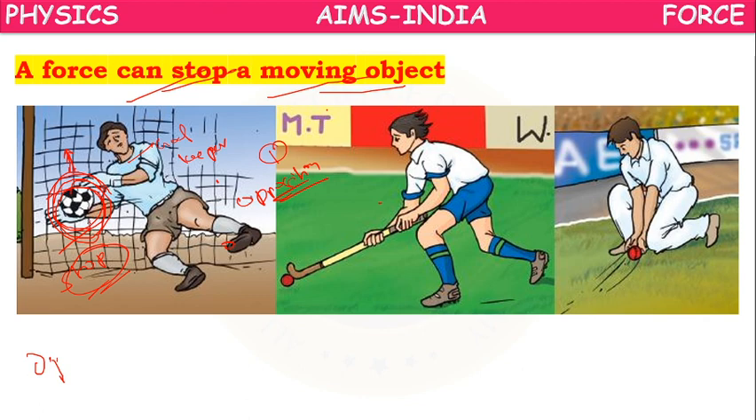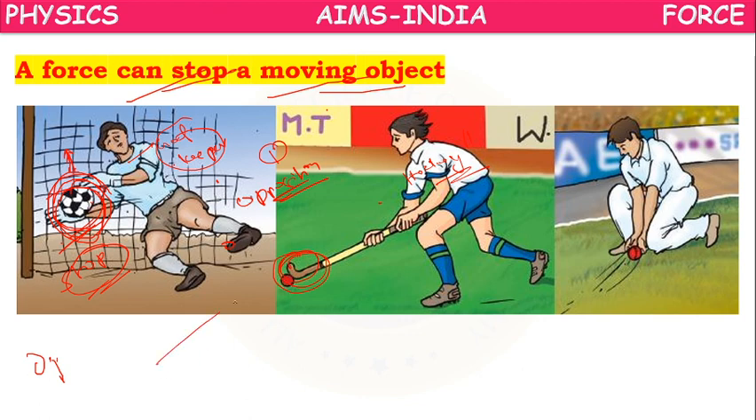It is not allowing the ball to go into the goal. So already here the ball is a moving object. Here the goalkeeper is using force to stop the moving object. Or here this boy, he is a hockey player.